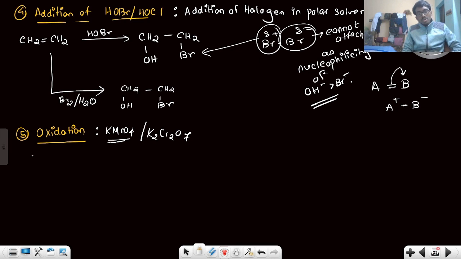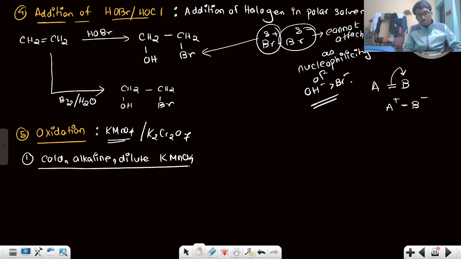So in the first case, the words are very important: cold, alkaline, dilute KMnO4. If I am taking cold alkaline dilute KMnO4, what will happen? If I am taking hot concentrated KMnO4, what will happen? You will get to see a major difference between them.